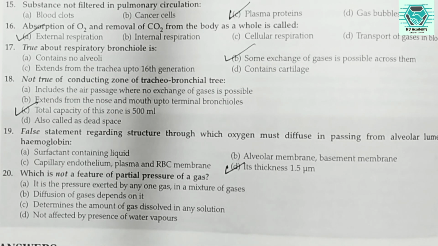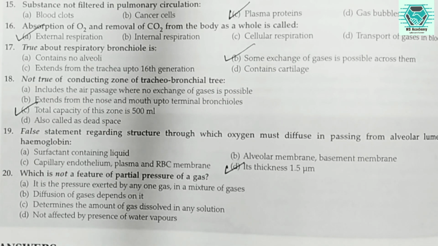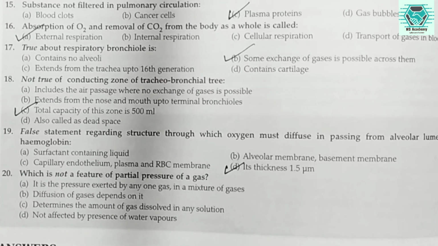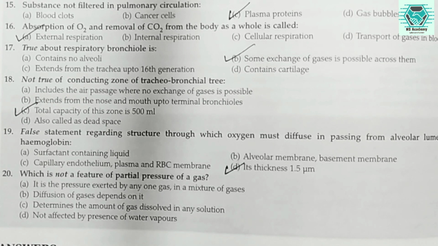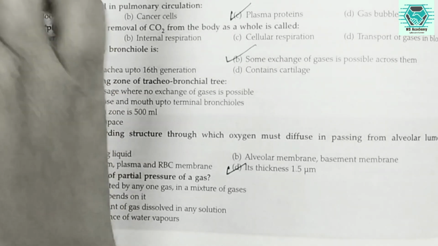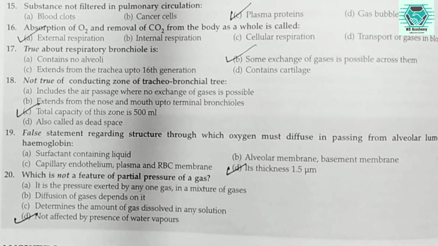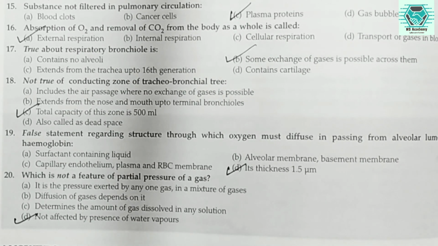The last question: which is not a feature of partial pressure of gas? A, the pressure exerted by any one gas in a mixture of gases. B, diffusion of gases depends on it. C, determines the amount of gas dissolved in any solution. And D, not affected by presence of water vapors. This is the right answer, D.